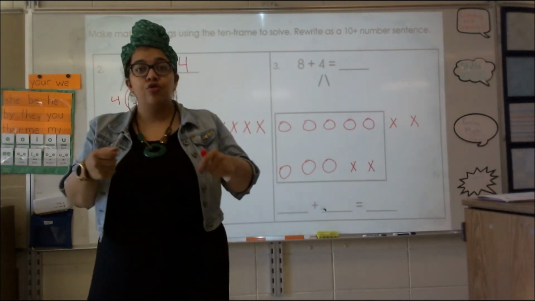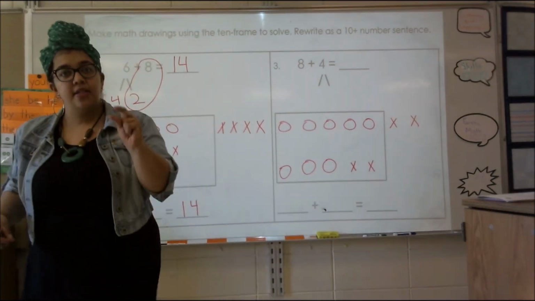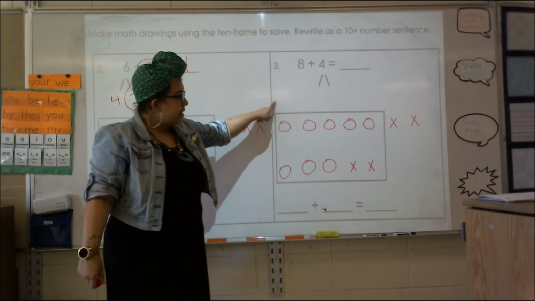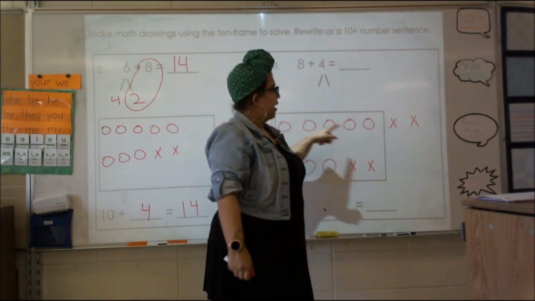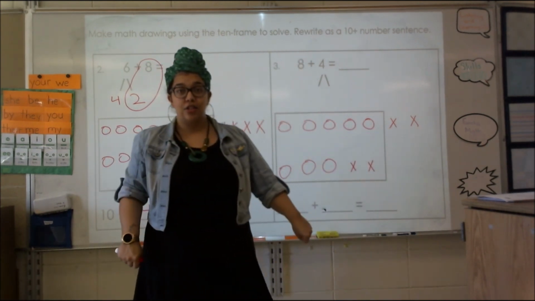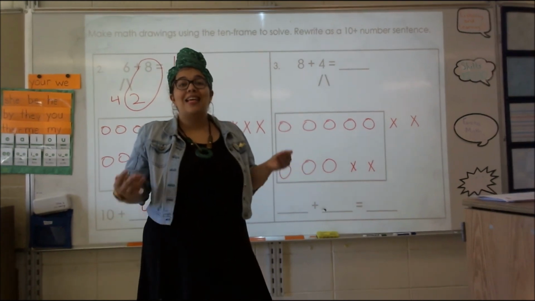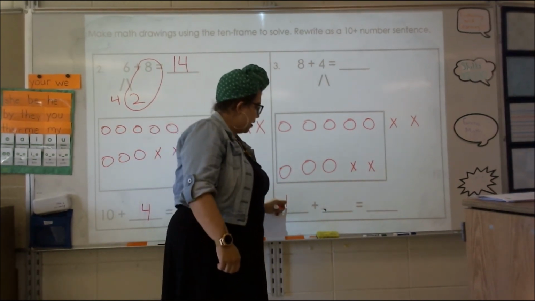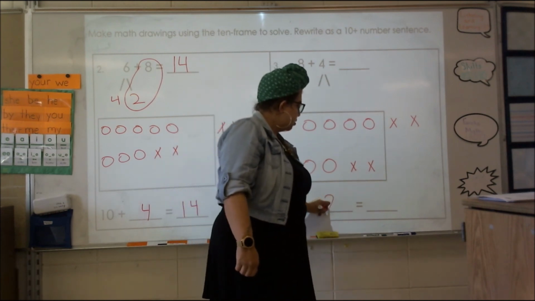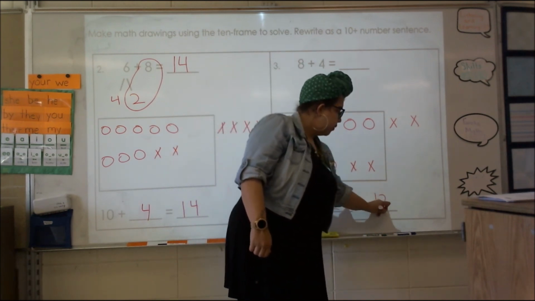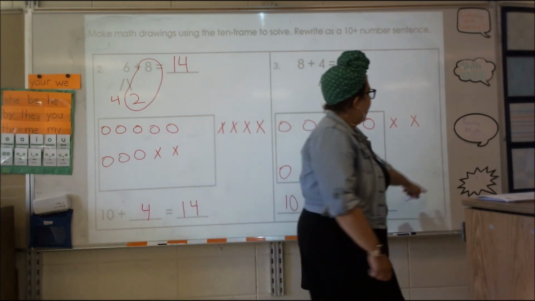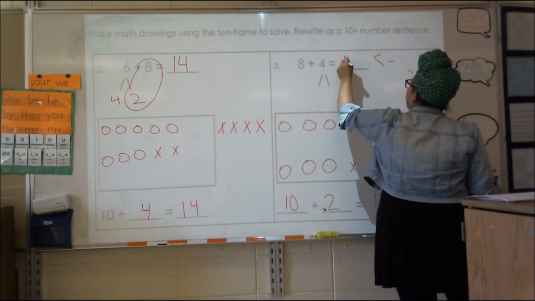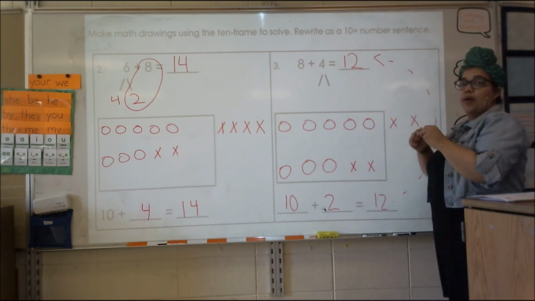But the way I drew it was I moved some of these pieces over here so that I can count it and see it in my brain easier. Because I know that 10 and 2 is 12. So by knowing that 10 plus 2 is equal to 12, we can then figure out that 8 plus 4 also equals 12.